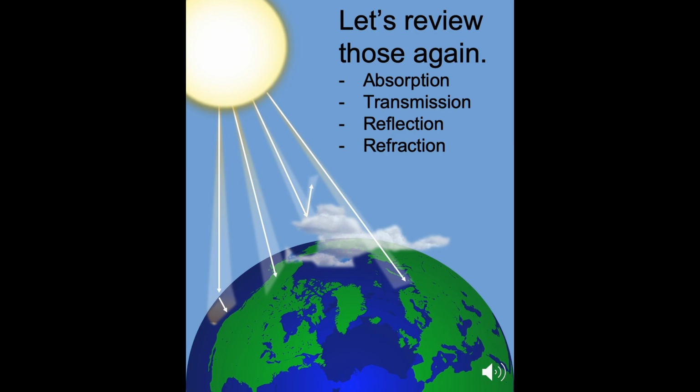There are other cool examples of the interaction of light with matter. For example, light can be refracted by water droplets in the air and lead to the formation of a rainbow.